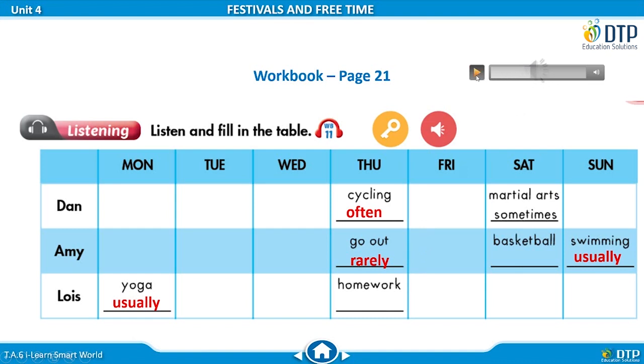Number 6. Amy, do you think that Lois could go cycling with me? I don't think so. Lois is always doing homework on Thursdays.